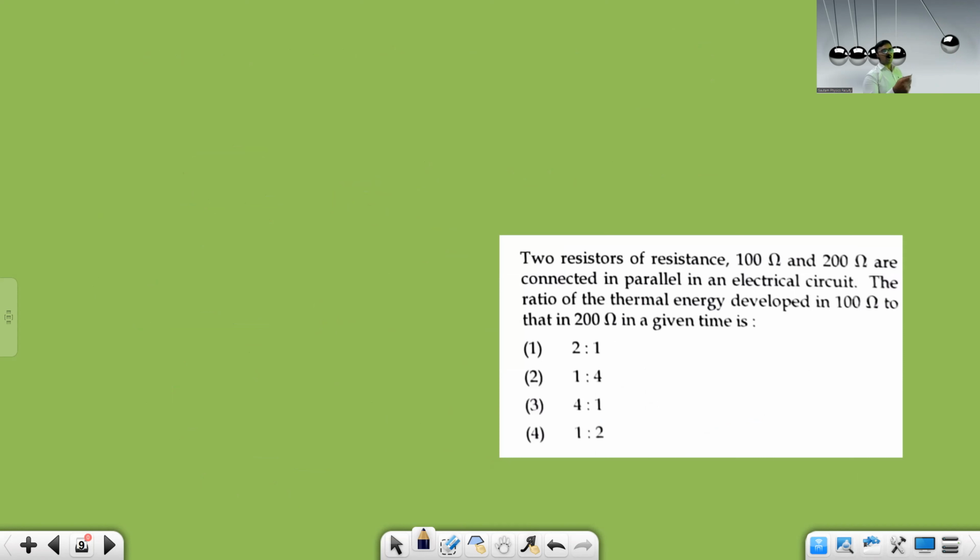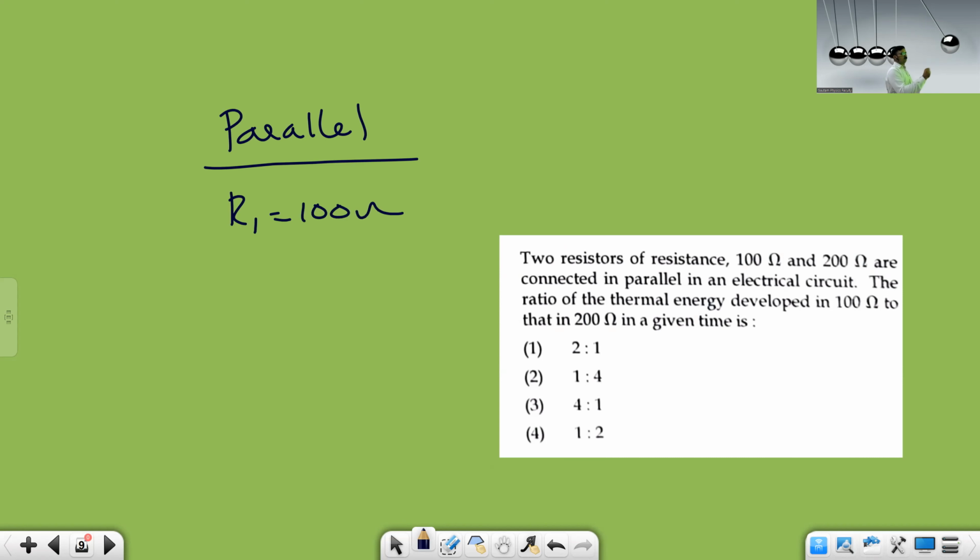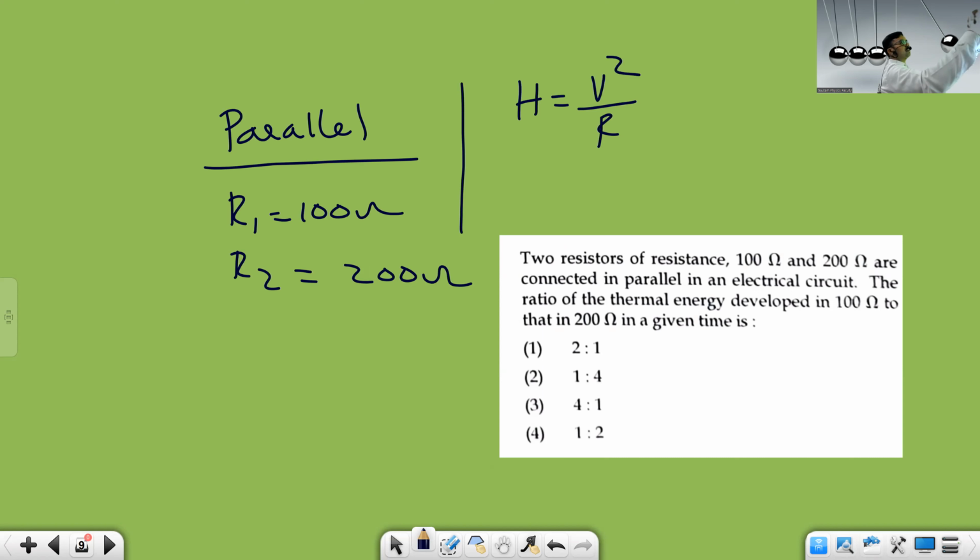Two resistors of resistance 100 ohm and 200 ohm are connected in parallel in an electrical circuit. They are telling they are connected in parallel. First thing you have to remember, that beautiful point, parallel. So here, R1 value is equal to 100 ohm. R2 value is equal to 200 ohm. They told they are parallel. And what they want is the ratio of thermal energy developed. Thermal energy formula, I can write. There are 4 options. Yes, V square by R into T. Why did you select this formula, sir?